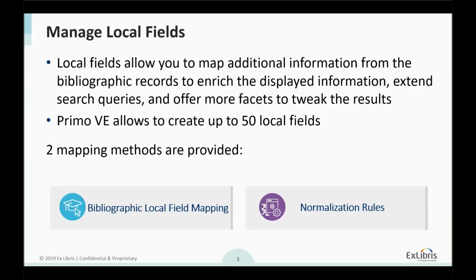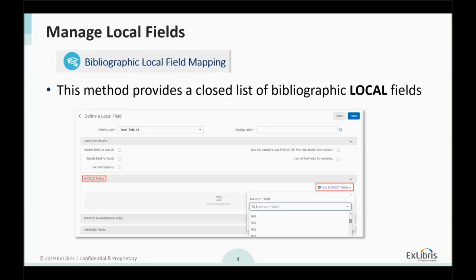We will explain both of them, and I would also like to demo and show you how to create those local fields. So the first method is creating the local field from bibliographic local field mapping, and the second option is a normalization rule. Let's start with the bibliographic local field mapping option.